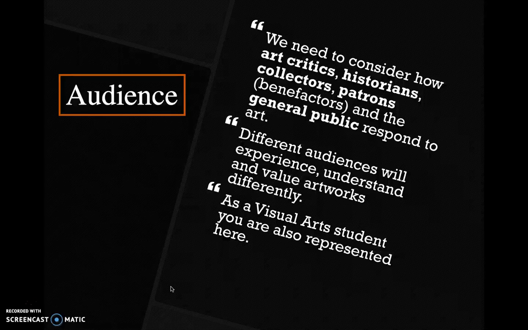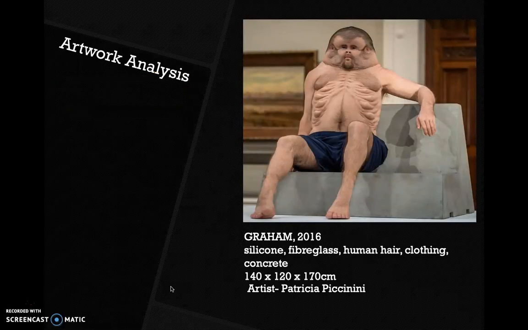So we're going to look at how these interconnections work a bit more in class. We're going to do a bit more of a hands-on activity. So just a quick analysis. We've got here Graham. Graham's a silicon, so a plastic sculpture. It looks a bit repulsive. He's made with human hair, and he's obviously sort of alien-like.